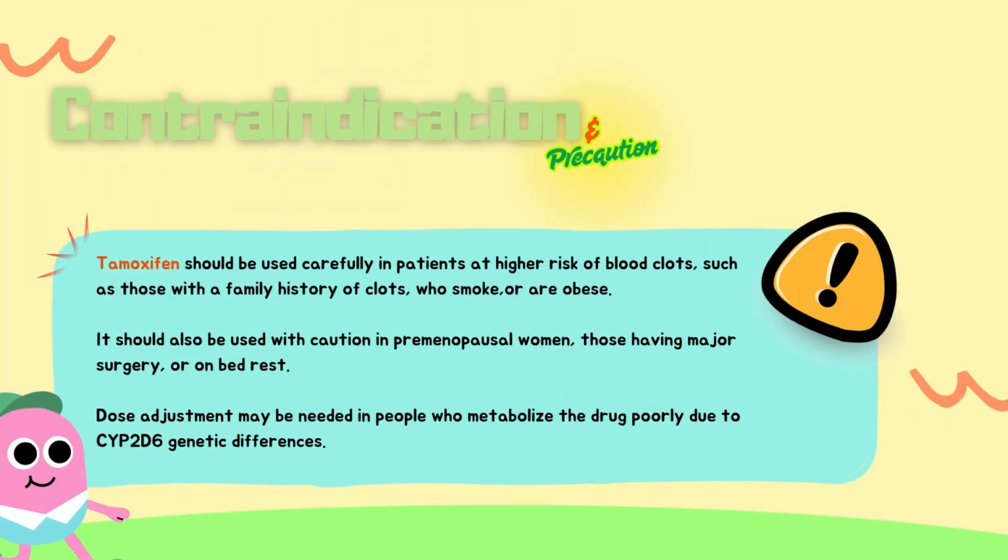Contraindications and precautions. Tamoxifen should be used carefully in patients at higher risk of blood clots, such as those with a family history of clots, who smoke, or are obese. It should also be used with caution in premenopausal women, and those having major surgery or on bed rest. Dose adjustment may be needed in people who metabolize the drug poorly due to CYP2D6 genetic differences.